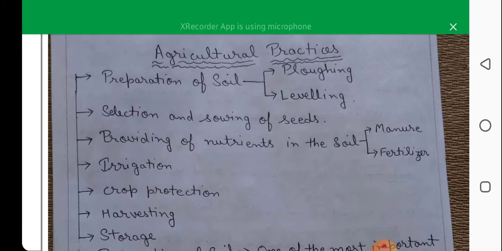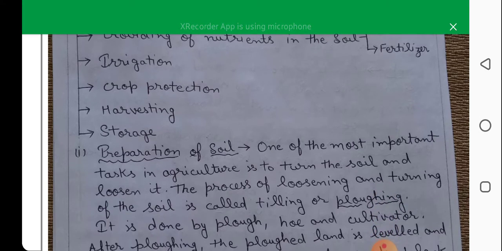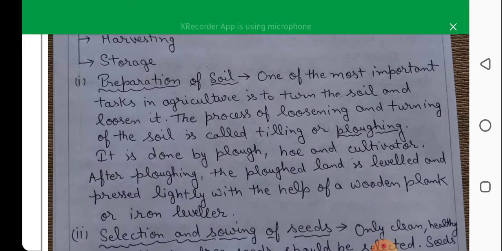Some agricultural practices are: first is the preparation of soil. In the preparation of soil, we have to do plowing and leveling. Second, selection and sowing of the seeds. Next, providing nutrients to the soil by manure and fertilizers. The next one is irrigation, and then crop protection, harvesting and storage. First of all, we will discuss the preparation of soil.